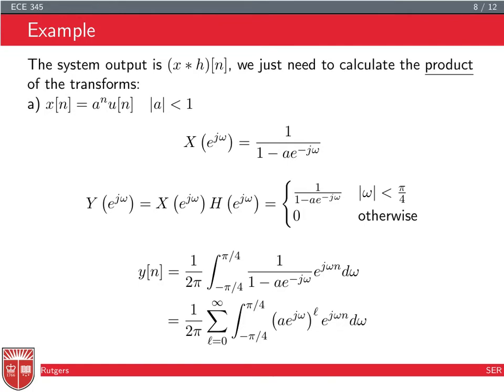And the formula is 1 over 2π, the integral from minus π to plus π, but here Y(e^{jω}) is 0 outside, so all I have to do is integrate between negative π/4 and plus π/4 of 1 over 1 minus a e^{-jω}, times e^{jωn}, dω. We've done this before, but I'm going to repeat it. We've done something very similar to how to do this integral, and the trick is to replace this term here by a sum, because a is less than 1.